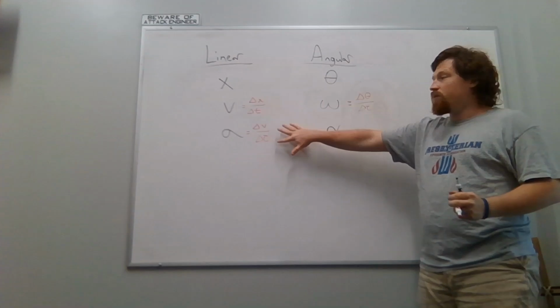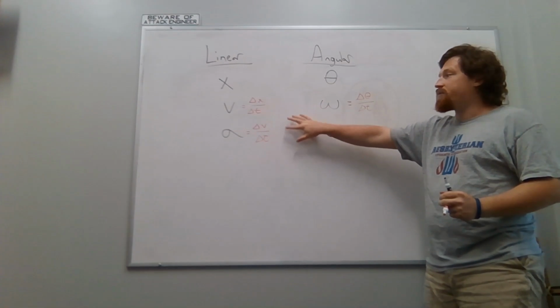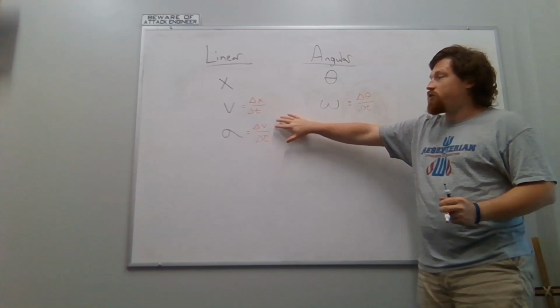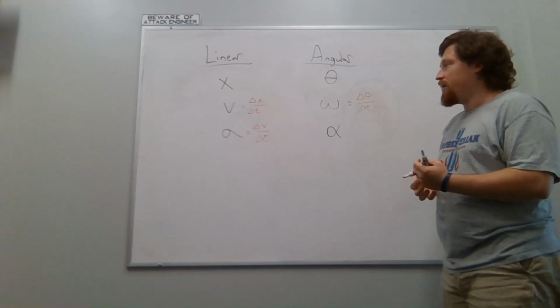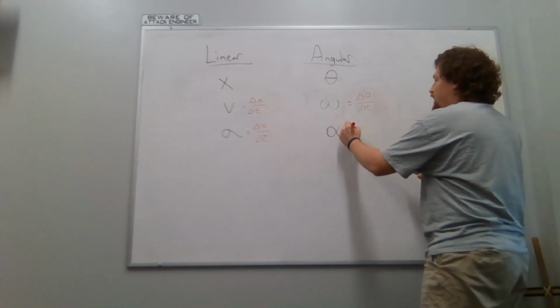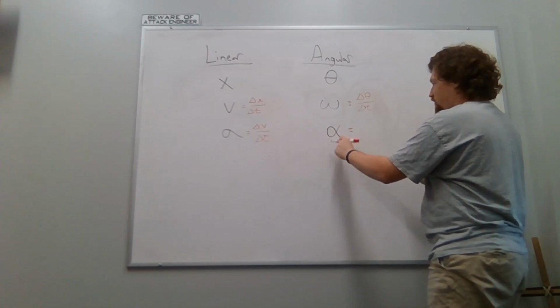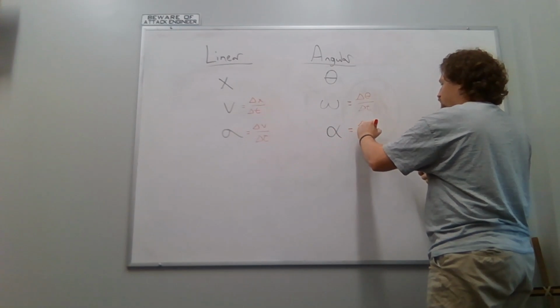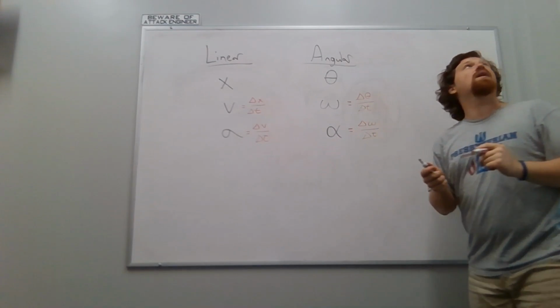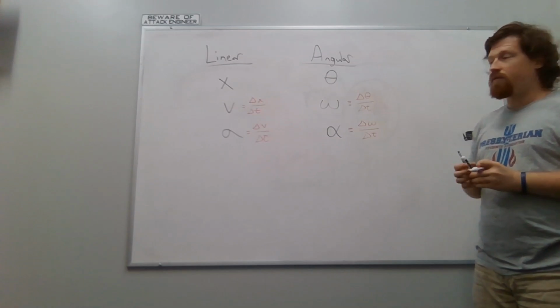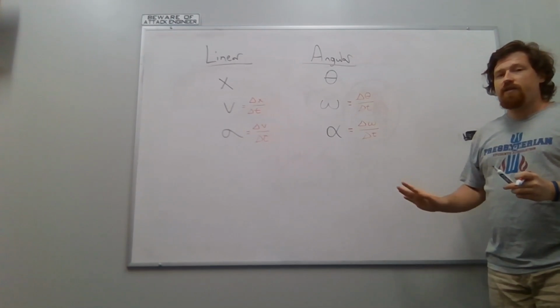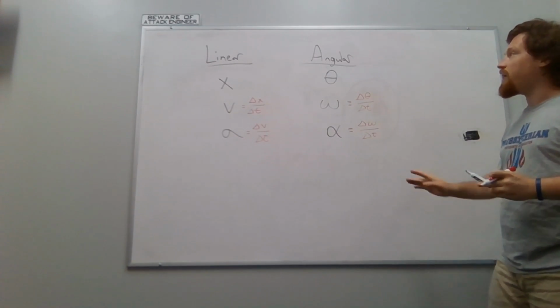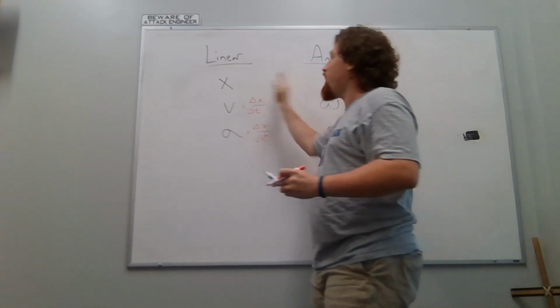And normal acceleration is defined as the rate of change, the change in velocity over time. The same logic is going to apply. So angular acceleration is going to be equal to the change in angular velocity over time. It's the same logic, it's the same formulas, you're just changing which set you're looking at.